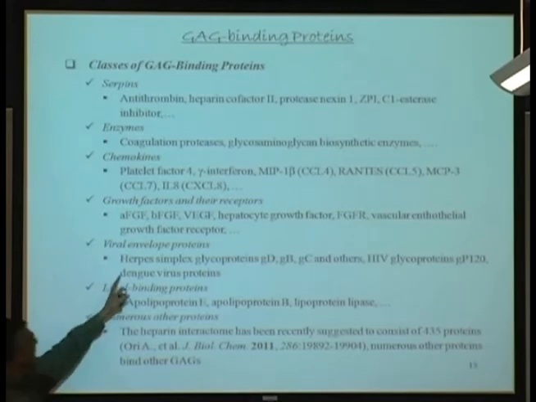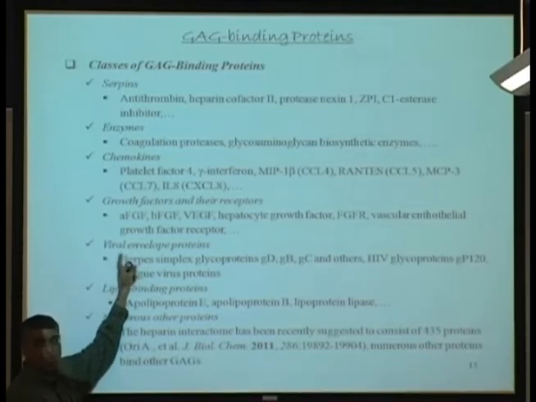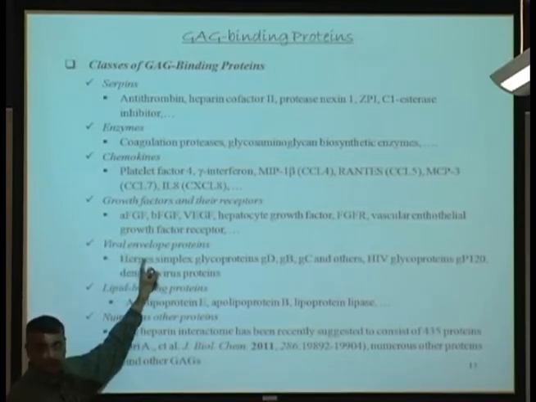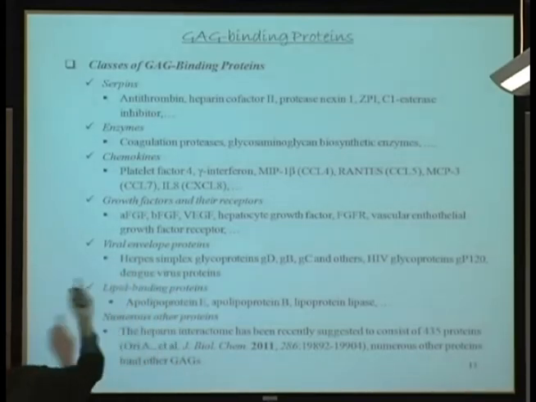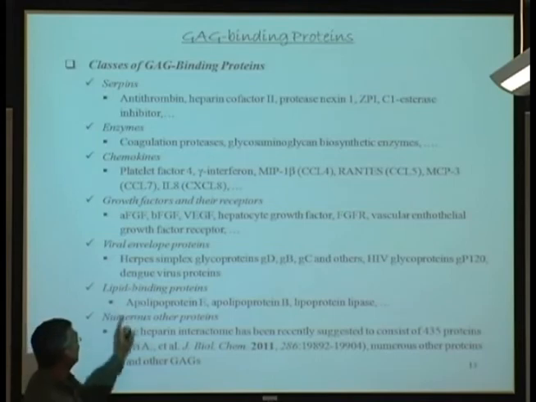But a big category of GAG binding proteins are actually present on enveloped viruses. This is true for herpes simplex, HIV, dengue. Lots of viruses have glycoproteins, and these glycoproteins recognize GAGs, and there is a reason for that. It's nature's beautiful mechanism of infection. Another big category is lipid binding proteins.